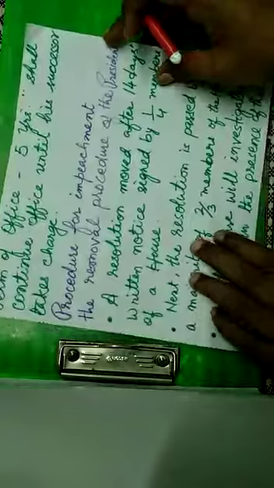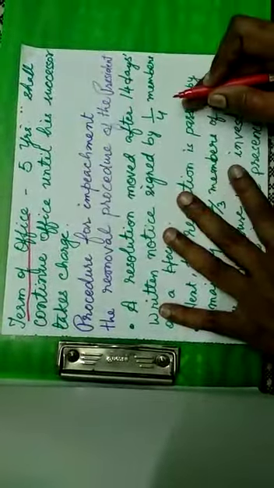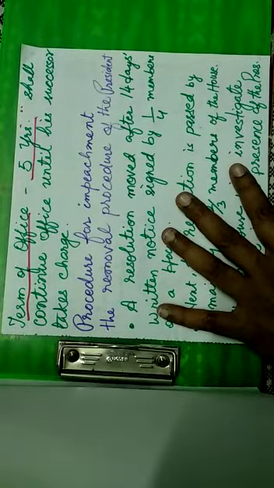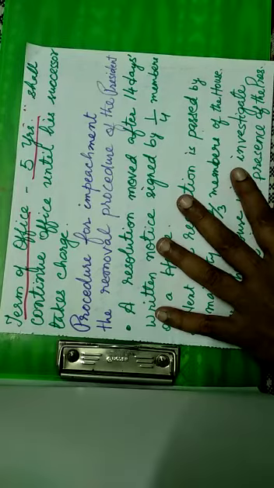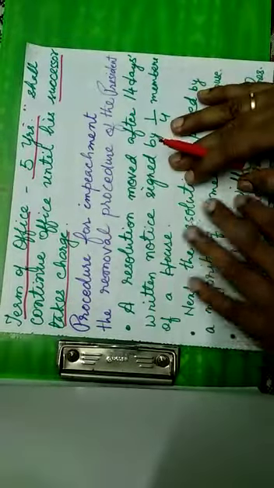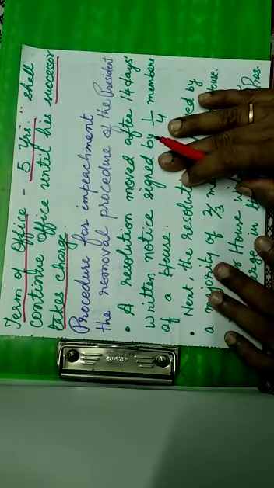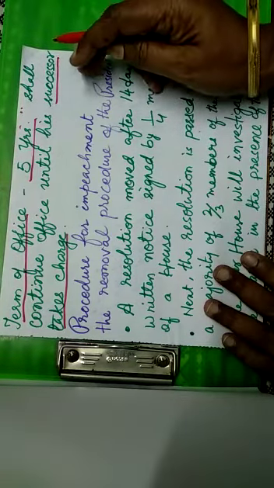The next comes the term of office of the President. The President of India holds the office for 5 years. This is the term of the President of India. What is the term? It is 5 years, and he shall continue in office until his successor, the newly elected President, takes office. The President continues even after 5 years and remains in office till his successor comes. This is about the term.